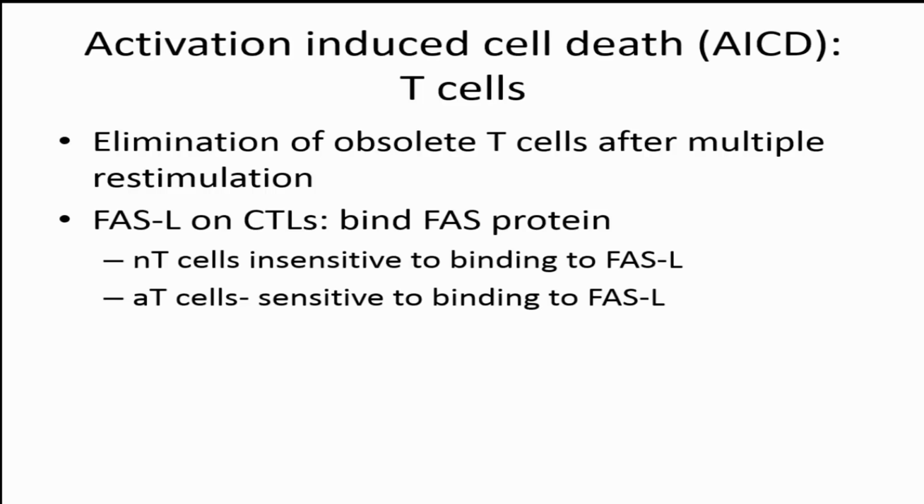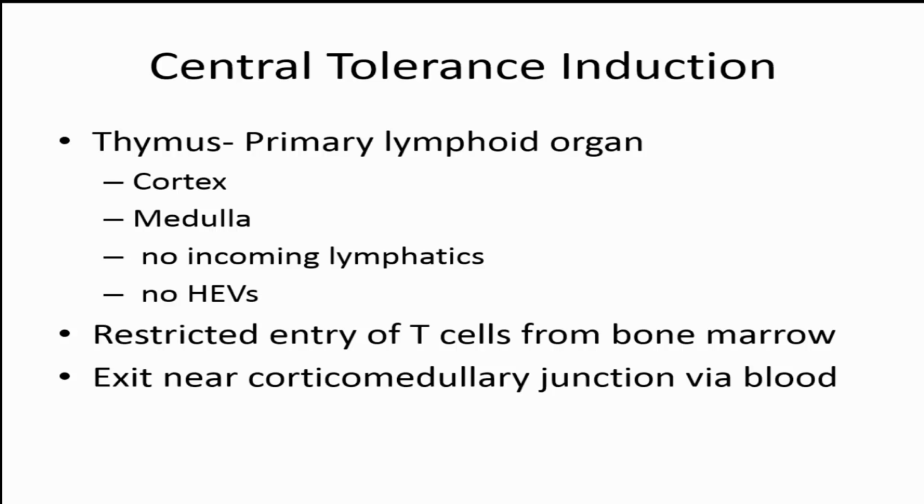All right, so now we're going to talk about the training of the T cells in the thymus. So something called central tolerance and peripheral tolerance. And we're going to talk about how these T cells and B cells and NK cells get trained to do what they do. For the T cells, there's something called central tolerance that occurs in the thymus. The thymus, as we all know, is the primary lymphoid organ, and it has a region called the cortex, or the outer part, and then the inner part is called the medulla. There are no incoming lymphatics that bring any lymphocytes, and no high endothelial venules in the thymus.